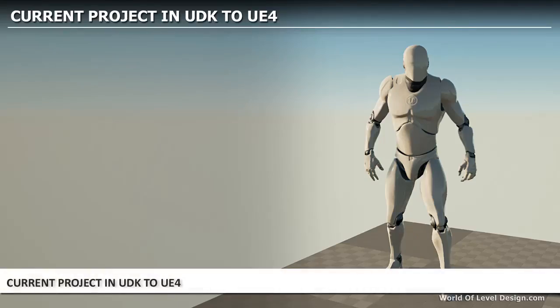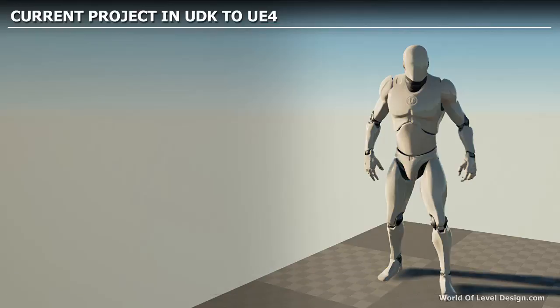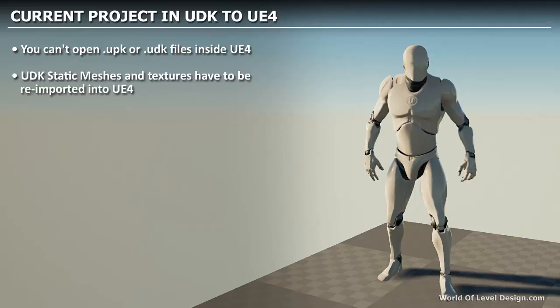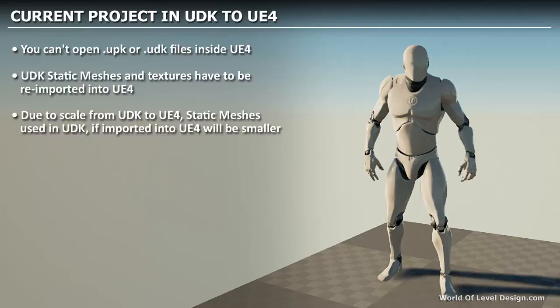And the last part I want to cover, if you want to take your UDK project into Unreal Engine 4, here are some tips of what you can and cannot do. You cannot open your UPK package files or your UDK map files inside Unreal Engine 4. UDK static meshes and textures have to be re-imported into Unreal Engine 4. Also note that due to scale from UDK to Unreal Engine 4, static meshes used in UDK, if they are imported into Unreal Engine 4, will be smaller. So you'll have to either rescale these static meshes inside a 3D modeling application and then import into Unreal Engine 4, or rescale them in Unreal Engine 4 editor.